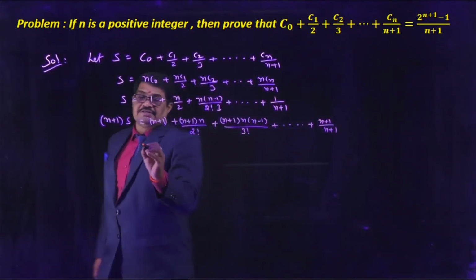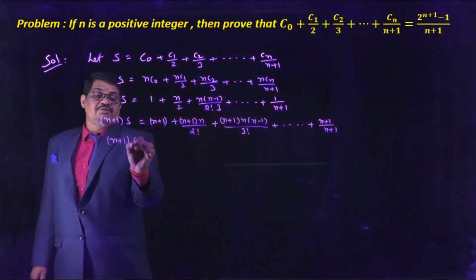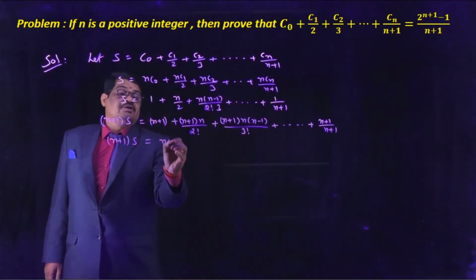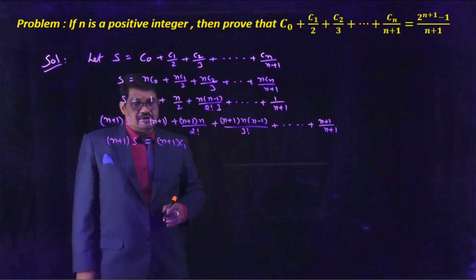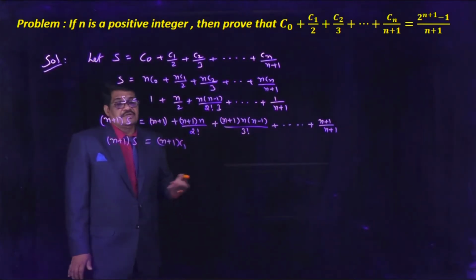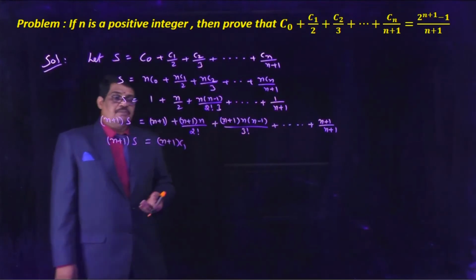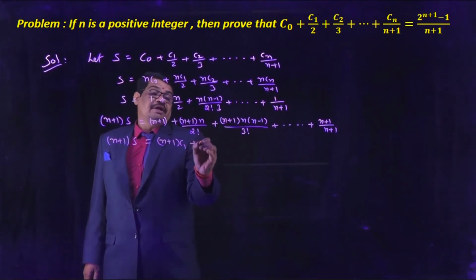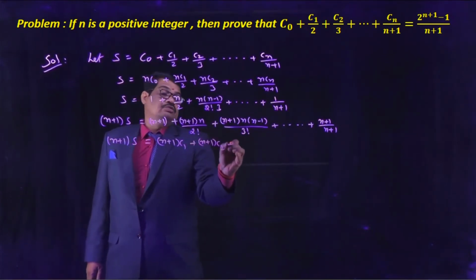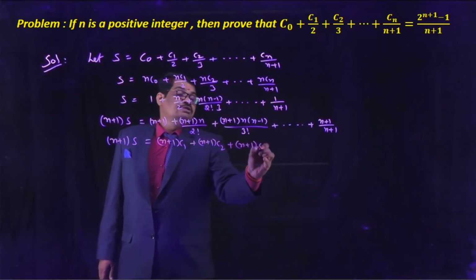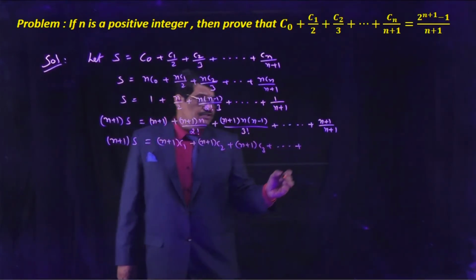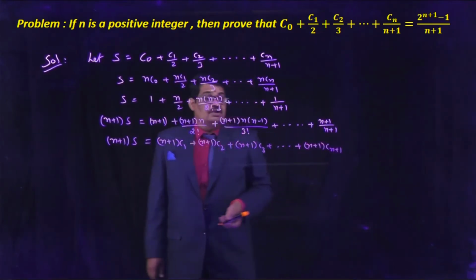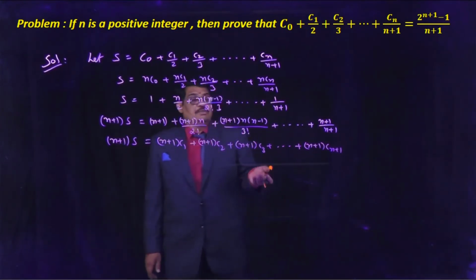So the LHS is (n + 1) S, equal to: this n + 1 can be written as (n+1)C1, since nC1 is n and (n+1)C1 is also n + 1. Now this can be written as (n+1)C2, this as (n+1)C3, and so on. The last term, (n+1)/(n+1) is 1, that is (n+1)C(n+1).